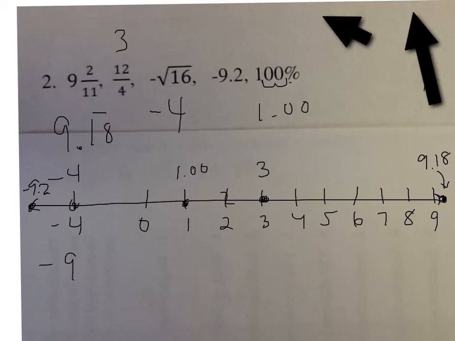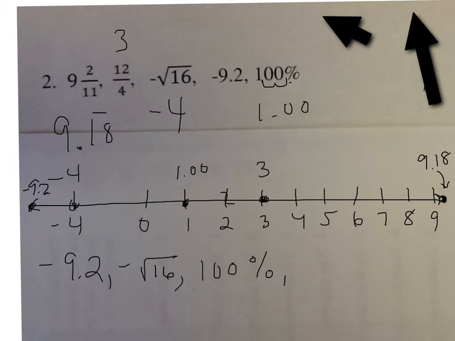So I'll write that. And then the next number is -4. Well, -4 was equivalent to negative square root of 16, so I'm going to write the number in the original form. And then the next one on my number line is 1, which was 100% in the original form.